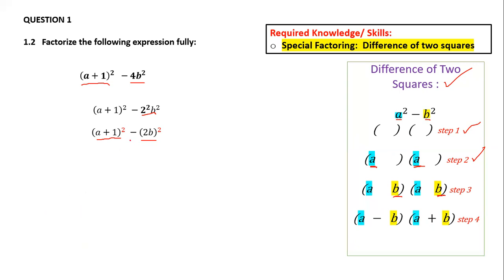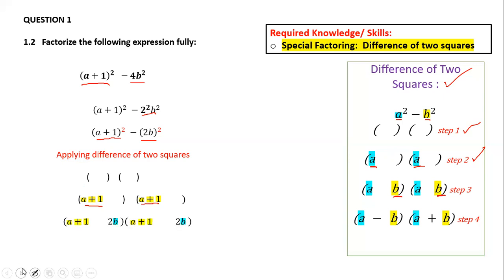Now we have the difference of two squares. So the first step is to open two brackets. Then we write the first thing squared in each of the brackets. We can see that the first thing squared is a plus 1. So we write a plus 1 in the first bracket, a plus 1 in the second bracket.